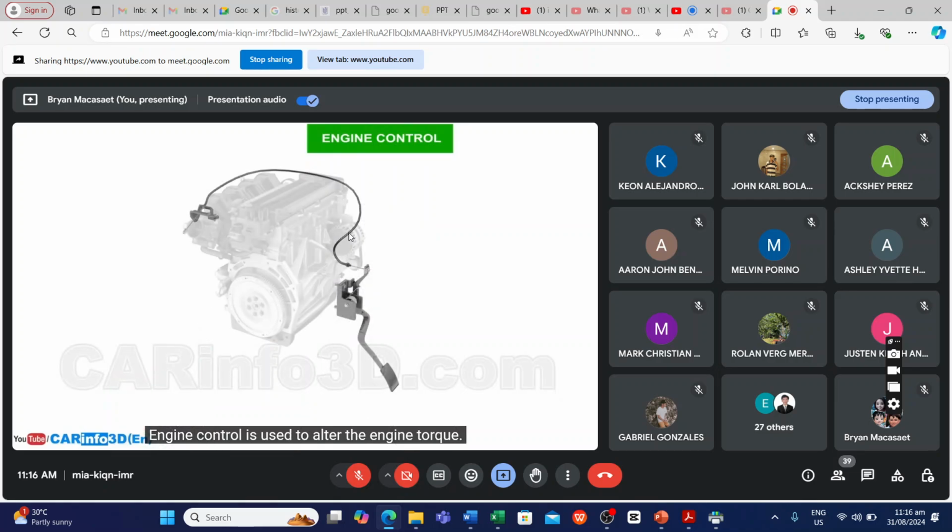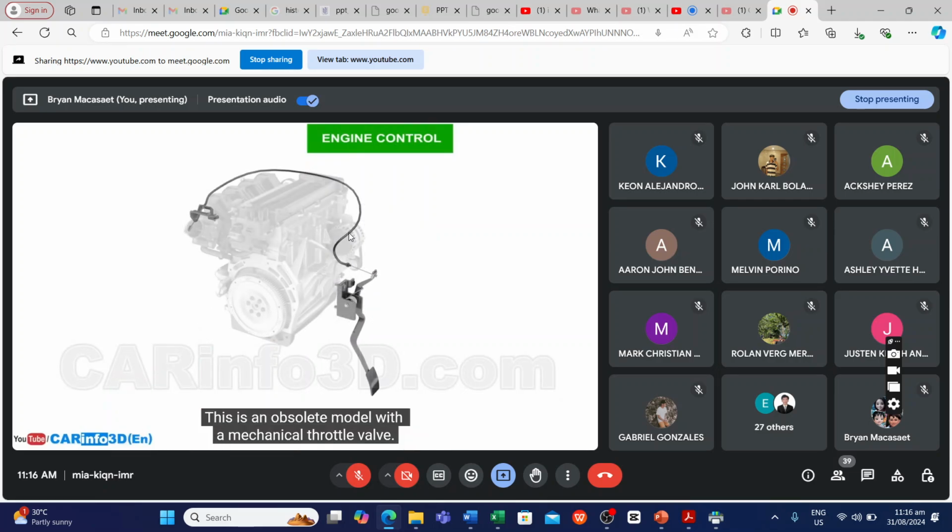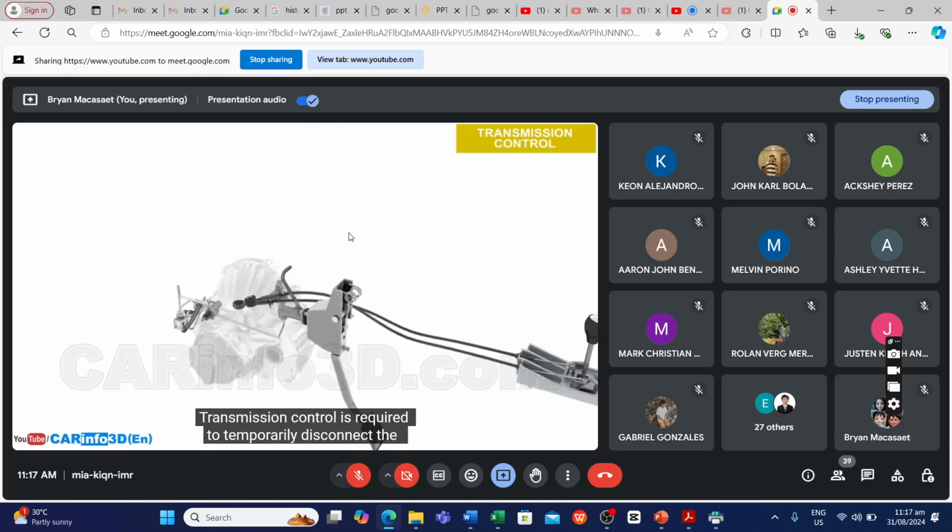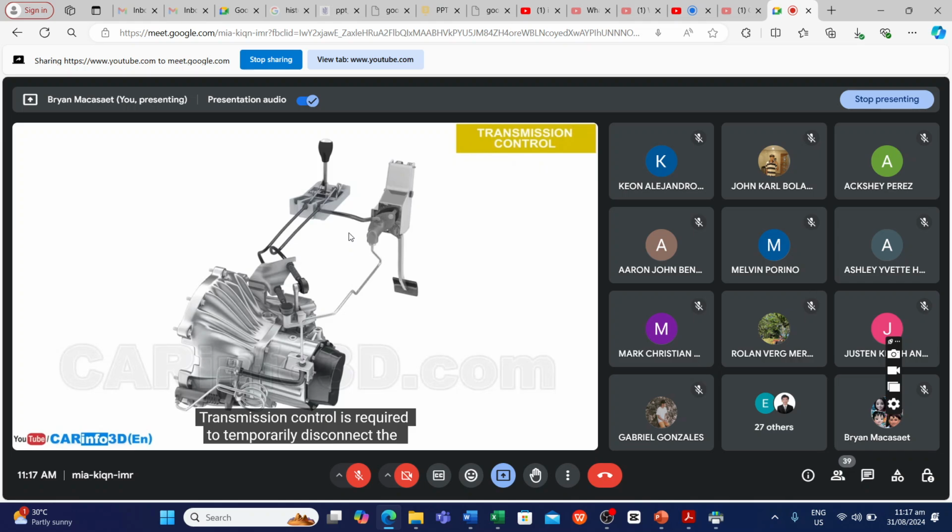Engine control is used to alter the engine torque. This is an obsolete model with a mechanical throttle valve. Transmission control is required to temporarily disconnect the engine and the transmission and select the desired gear or the desired gearbox mode.